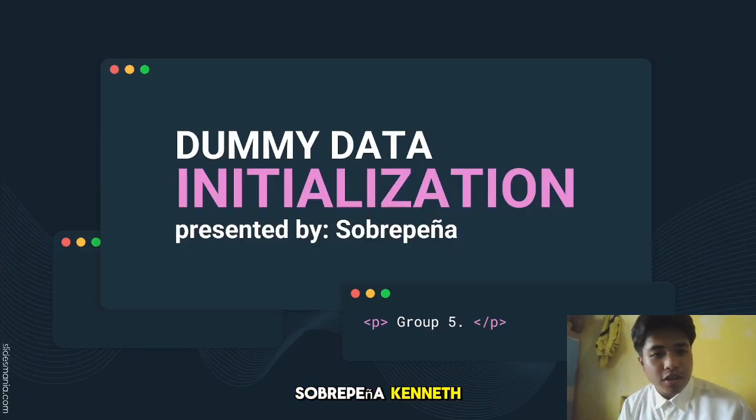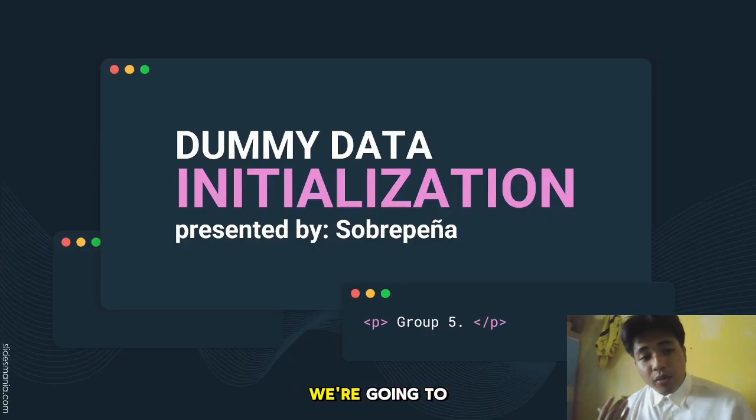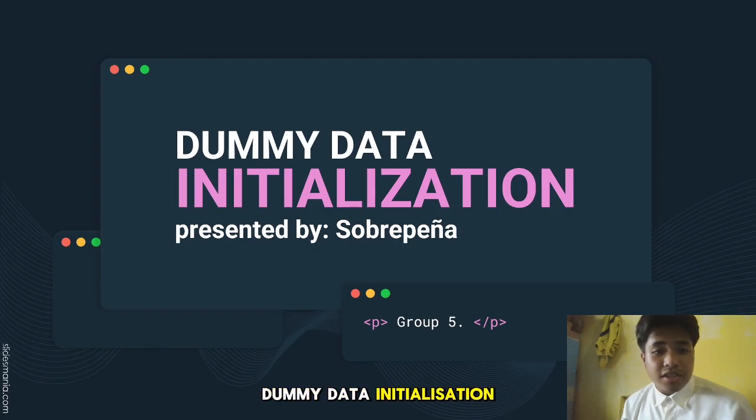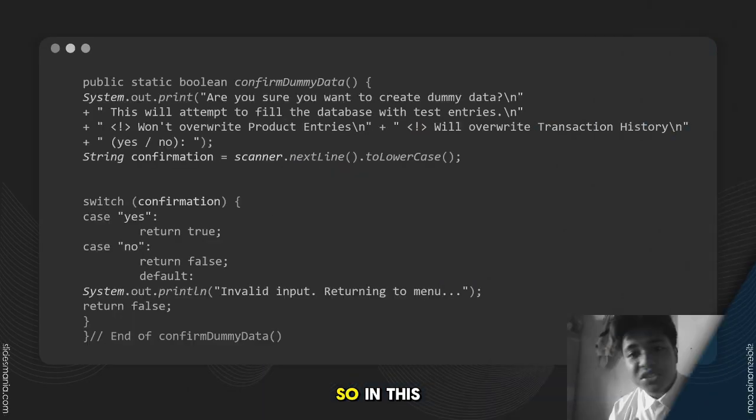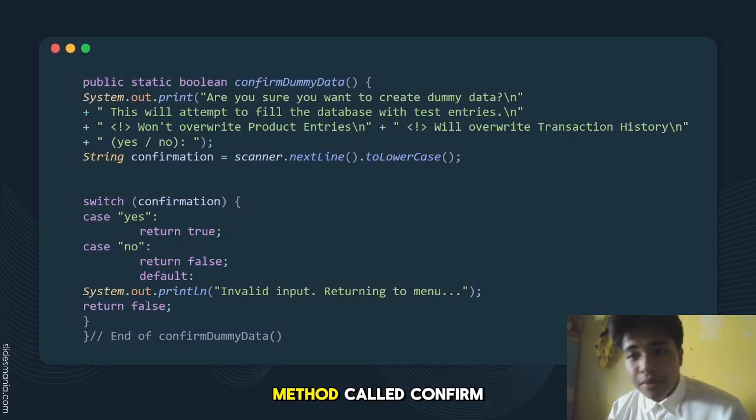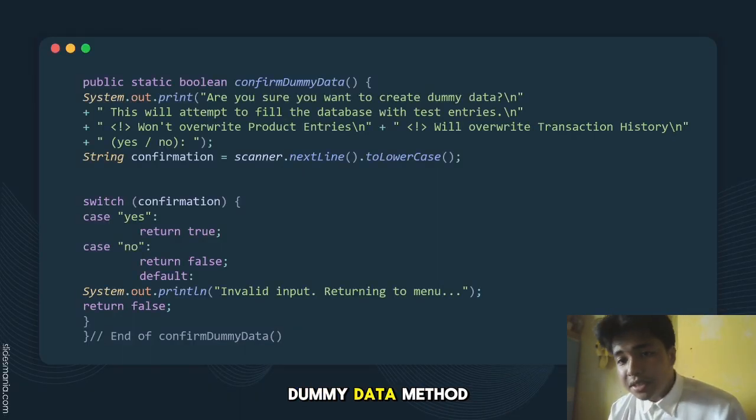Greetings, I'm Sobrepeña Kenneth, and today we're going to talk about the dummy data initialization. Now let us proceed. In this part of the program, we have a method called confirmDummyData method.